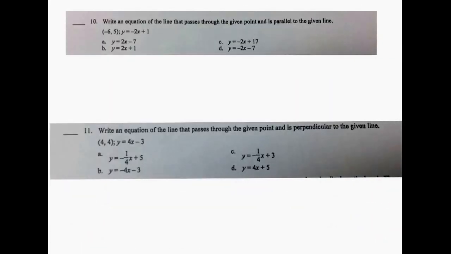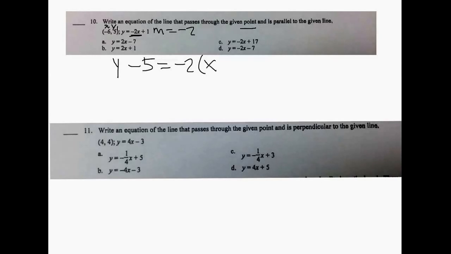All right, here's some more practice at point slope. It says write an equation of a line that passes through the given point and parallel to the given line. So parallel means that it's going to have the same slope as that, so it's going to have a slope of -2. So y minus y1 equals m times x minus x1.